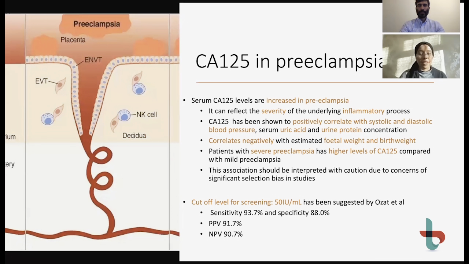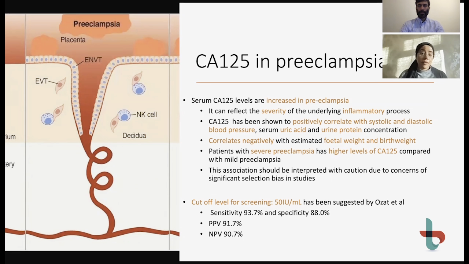So there are high levels of CA125 in preeclampsia, and this reflects the fact that CA125 is raised with tissue stress and inflammation, and this is what happens in preeclampsia. We have systemic inflammation.